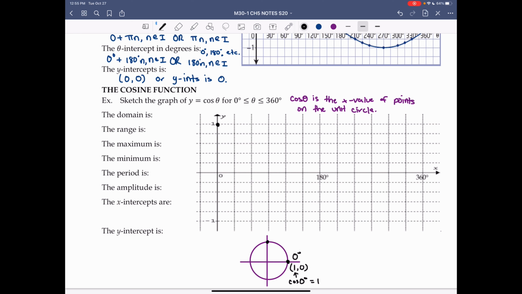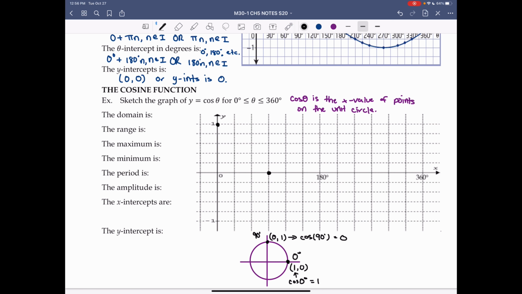Then this point here, which is 90 degrees, the coordinate point on the unit circle is 0, 1, which tells us that cos of 90 degrees equals 0. The x value at that point is 0. So at 90 degrees on our graph here, 90 degrees would be here, halfway between 0 and 180. Our y value is 0. So we're going to put a point right there.